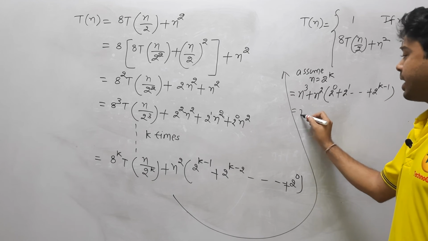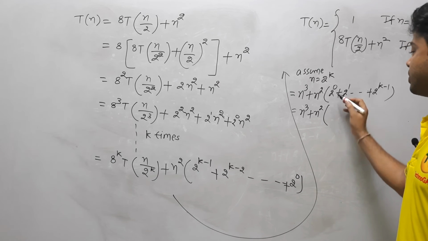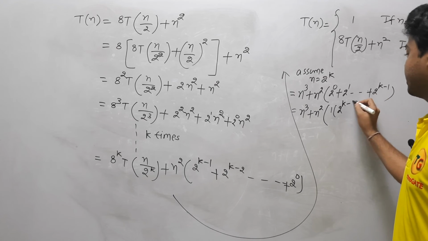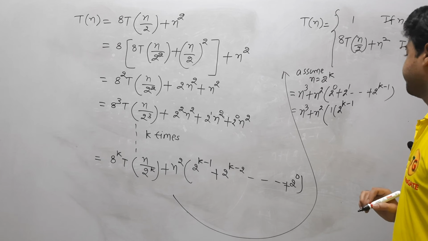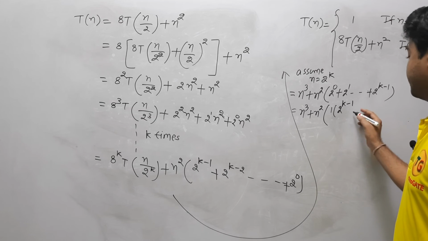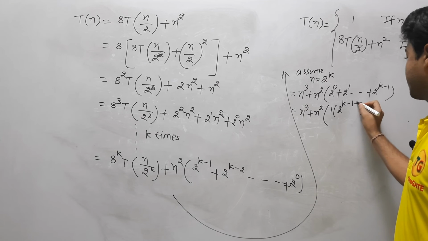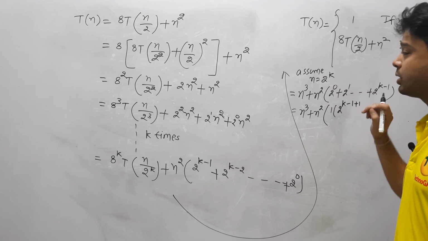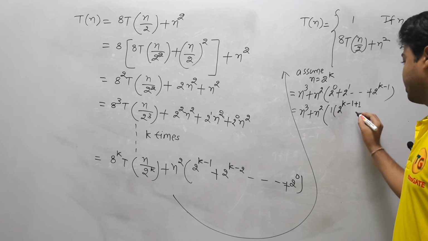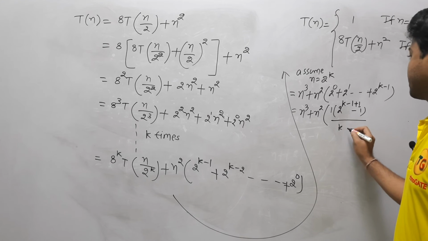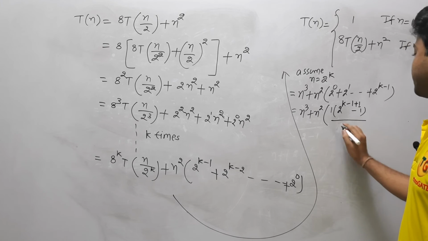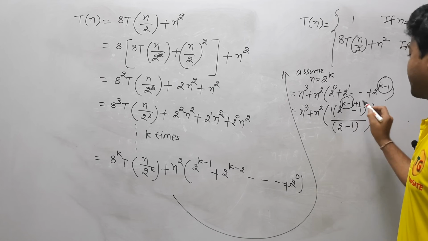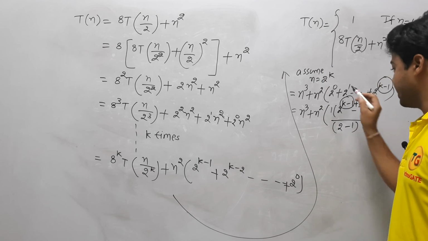So what is the summation of a geometric series? n³ plus n². First term is 1. Common ratio is 2. Last term is k minus 1 plus 1. Why plus 1 here? Because this series starts with 0. So we add the extra term 1. It is (r^n minus 1) upon (r minus 1), sorry, 2 minus 1. So the last term is k minus 1 and plus 1 because this series starts with 0. That's the reason we added 1 here.